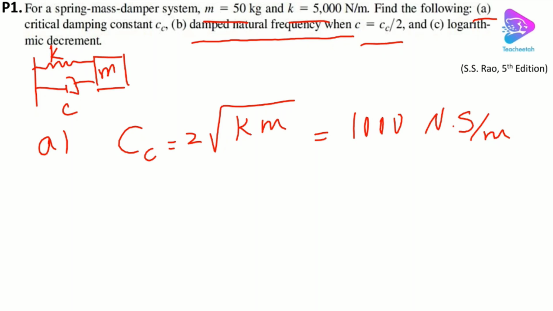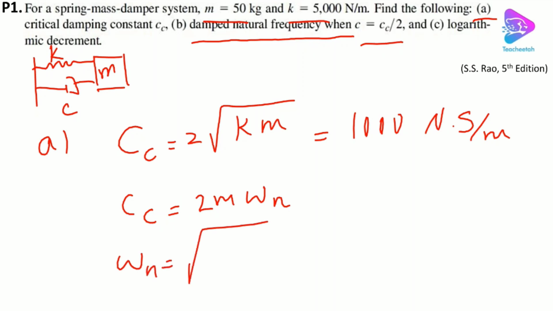We can also use the formula based on omega n, which gives us the same value. So it is equal to 2 m omega n. And what is omega n? Omega n is the square root of K over M, right? So we can simply find that. Okay, so that's it for part A.